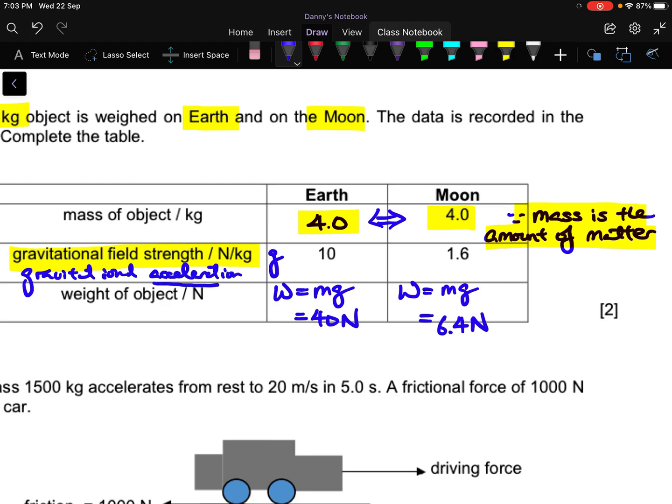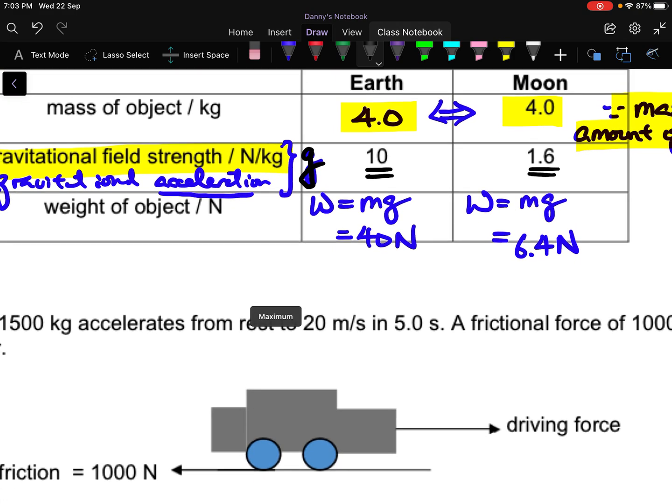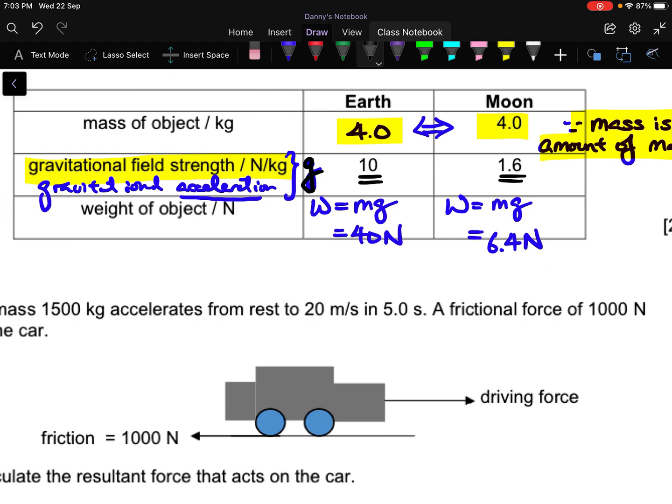Okay, and because of the word acceleration, it is in meter per second squared, but both of them share the same letter, g. So on Earth, we say that g is 10, on the Moon it is 1.6. So if you want to find the respective weight on a different planet, you just substitute the g differently. The mass will be the same.